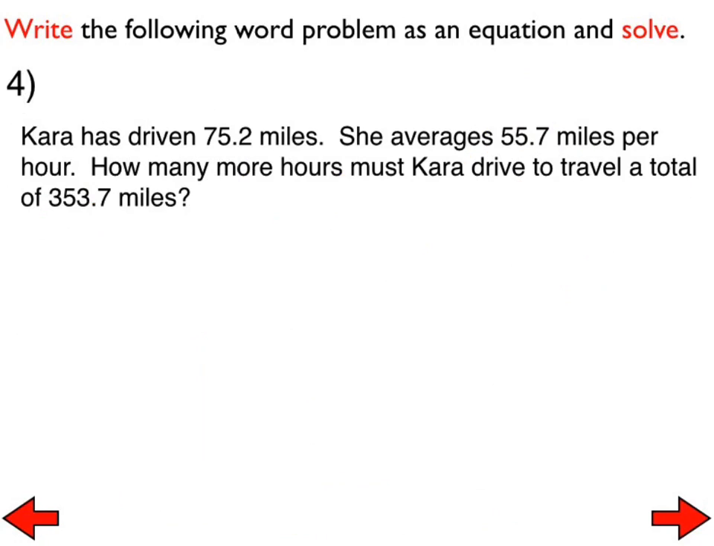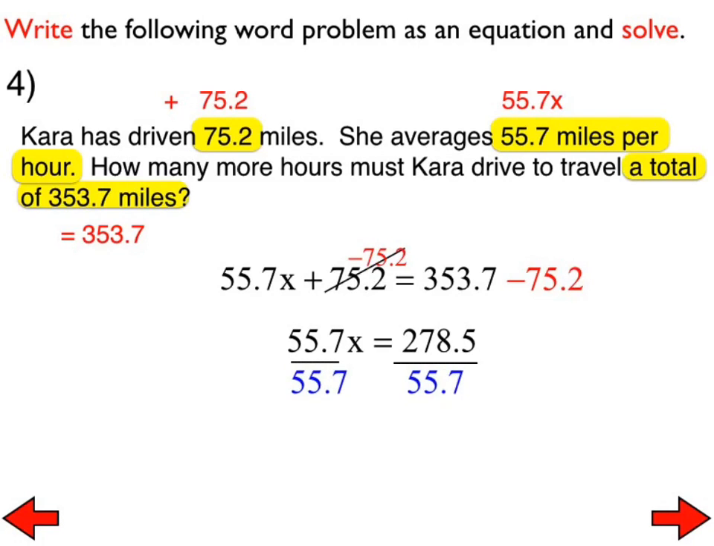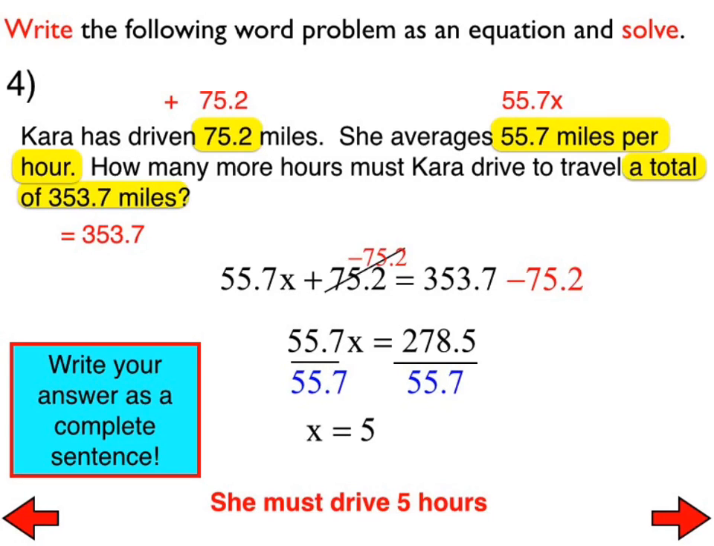Set it up and solve it, and then we will compare with our shoulder partner. The equation for number 4 should look like this. 55.7x plus 75.2 equals 353.7. Subtract 75.2 from both sides. Divide both sides by 55.7. So when you set up your long division problem, you would have 2,785 divided by 557 after you multiply both numbers by 10 or move the decimal once. And we should end up with Kara taking 5 more hours.